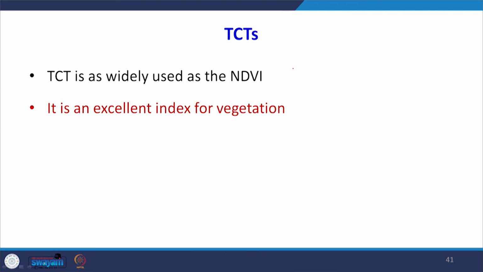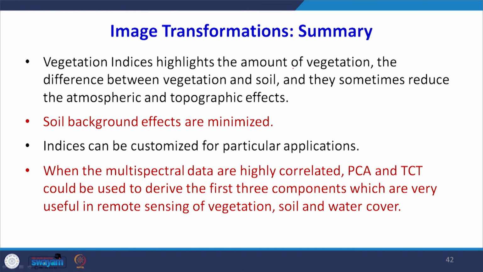The Tasseled Cap is very widely used, as is NDVI, which is an excellent vegetation index. Now, a summary: vegetation indices basically highlight the amount of vegetation cover. They differentiate between vegetation and soil cover, and ratio vegetation indices remove the atmospheric and topographical effects. The effect of the soil background on the vegetation is minimized. So we can very accurately carry out the classification of vegetation types, and these indices can be customized for different applications dealing with the earth surface.